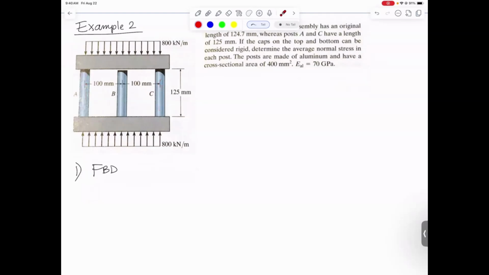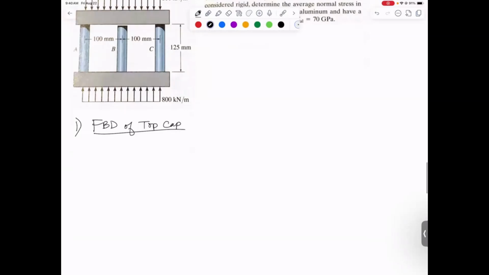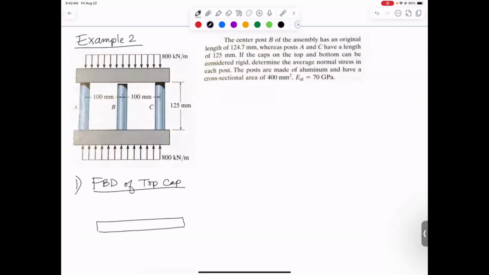I'm going to draw a free body diagram of one of these caps. Either the one on the top or the bottom will work. I'll do the one on the top. So what is acting on that top cap? Acting on top of it is a distributed load. I just like to immediately replace those with what they're equal to. So it's going to be a downward force acting at the middle of that rectangle, the centroid of the rectangle. Its magnitude will be 800 kilonewtons per meter times the distance it acts over. What we're really doing is finding the area under this rectangle.